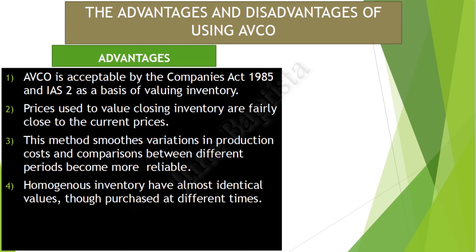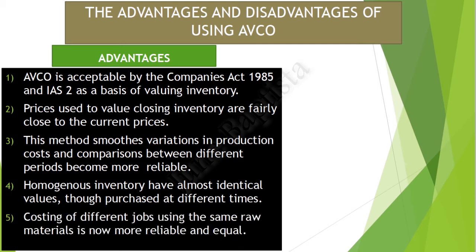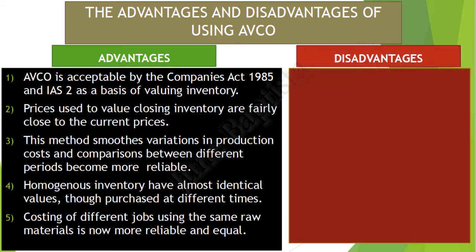4. Homogeneous inventory have almost identical values, though purchased at different times. 5. The costing of different jobs using the same raw materials is now more reliable and equal. Let us now look at the disadvantages.